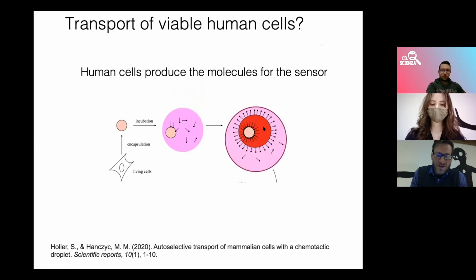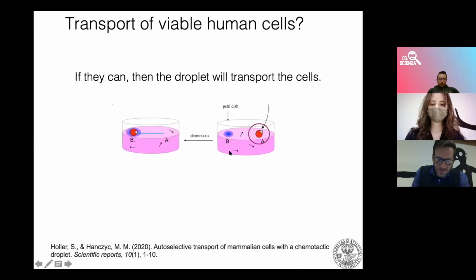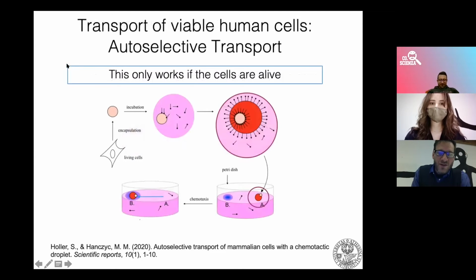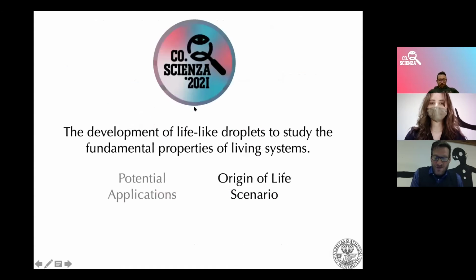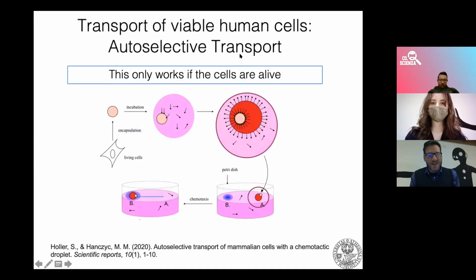So that doesn't work. And secondly, if you want to transport this, you need those surfactant molecules made by the living cells to act as the sensor in order for the droplet to move from point A to point B. So that is also, again, important for what the actual contribution of the cells is to the system. And this only works as a transport system if the cells are alive. So what we say from this is auto-selective transport. This is selecting for cells that are alive under these conditions.